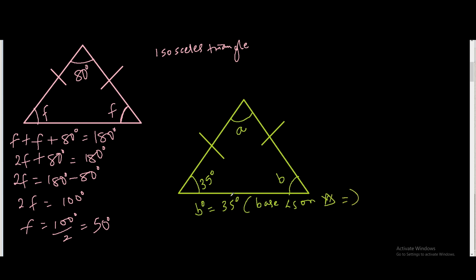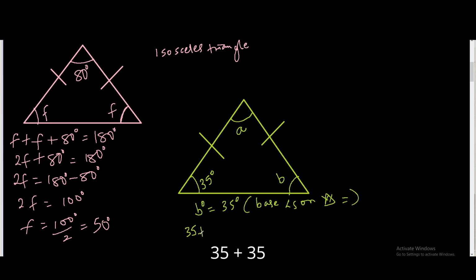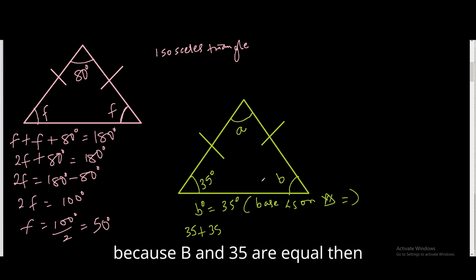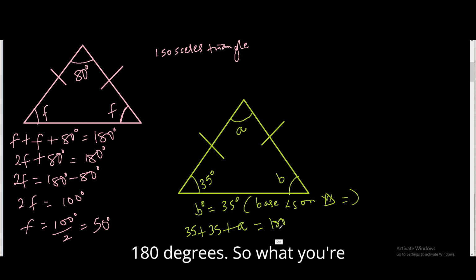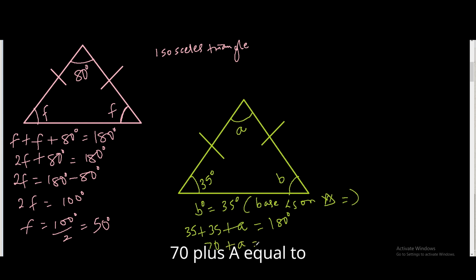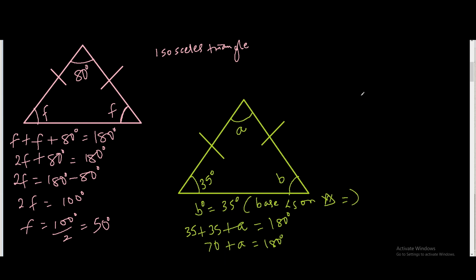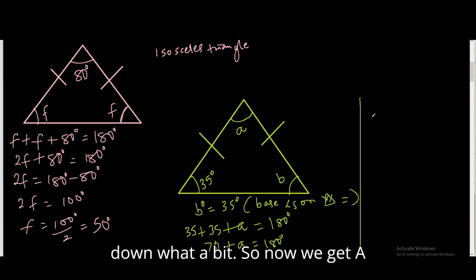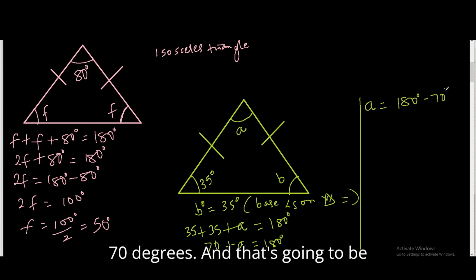So having said that, you know that 35 plus 35, because B and 35 are equal, plus the A you're looking for, equals 180 degrees. So what you're going to do is add 35 and 35, that's 70, plus A equals 180 degrees. So now we get A equals 180 degrees minus 70 degrees.